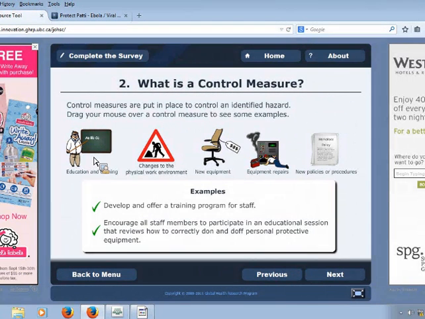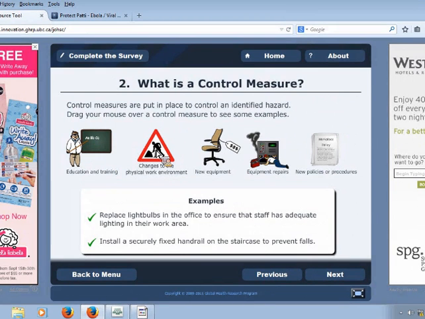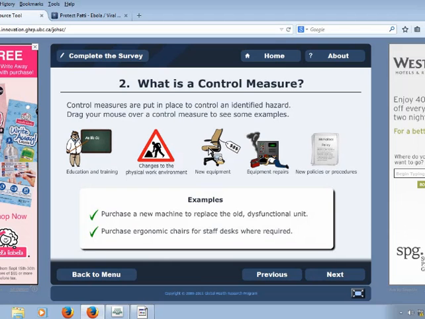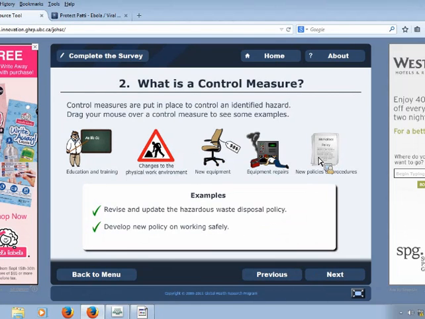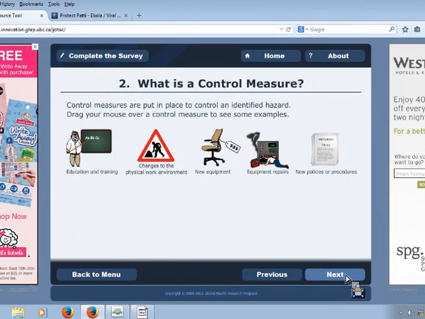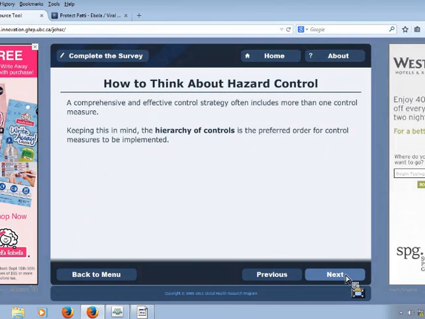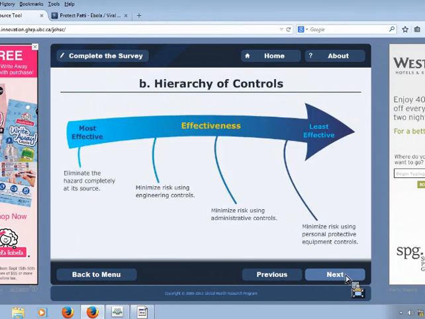Education and training is very key. Changes to the physical work environment, new equipment repairs, new policies and procedures. There is, of course, a hierarchy of control. These aren't equally effective. Controlling a hazard at the source is the most effective. Then along the path with engineering controls or administrative controls. And the least effective are personal protective equipment and controls that are at the level of the person.